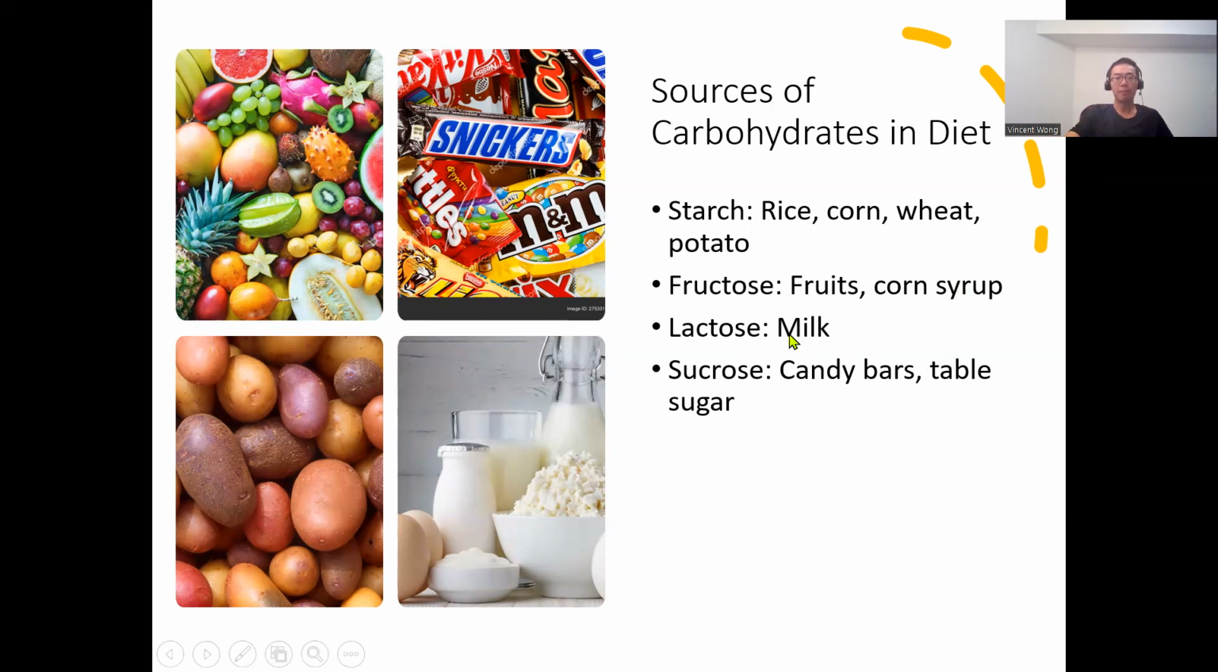You can get it from dairy products. Lactose is found in milk, ice cream, yogurt. Candy bars have a lot of sucrose. Sucrose is basically your kitchen sugar, the one that you have in your cabinet. So again, no shortage of carbohydrates. You eat any regular meal, it's likely to have some carbohydrates in it.